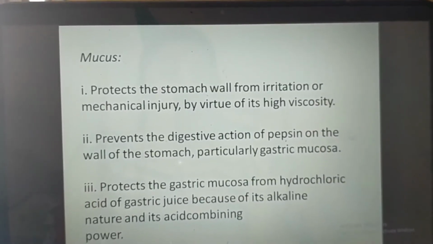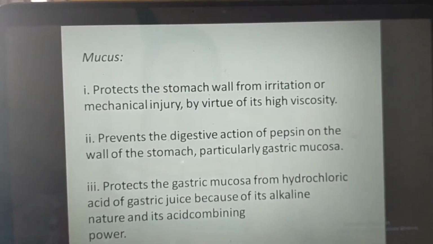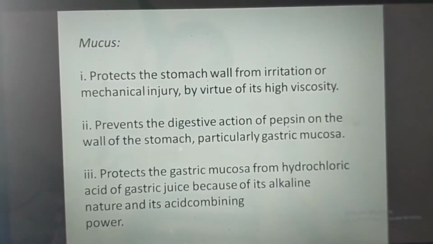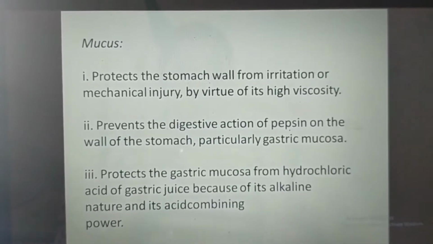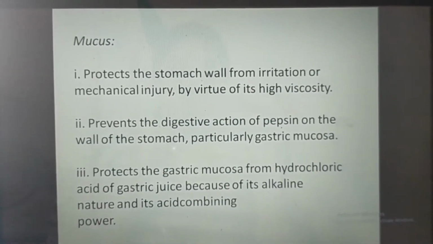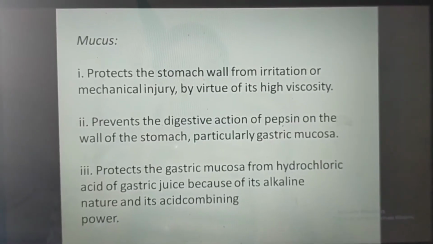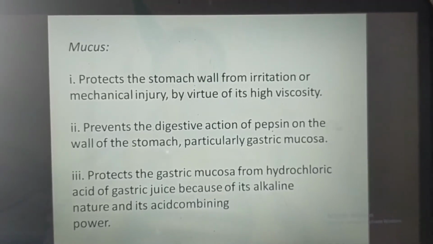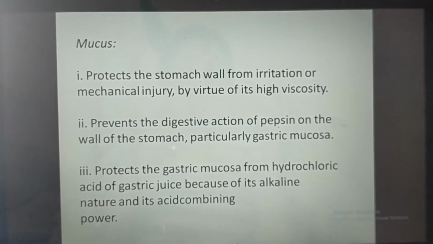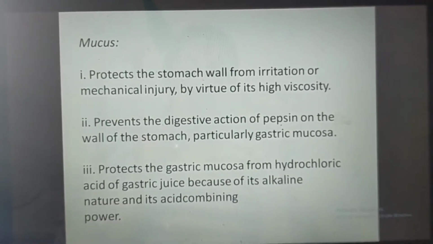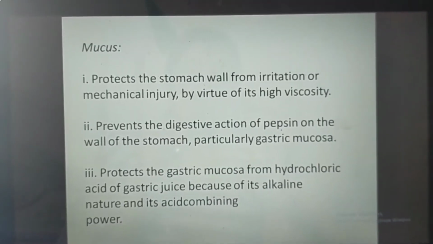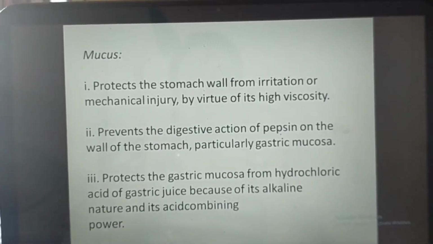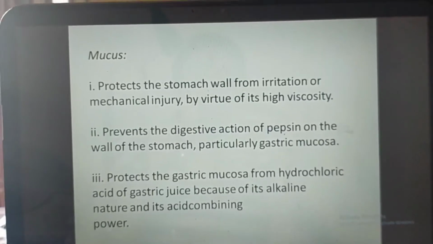Mucus protects the stomach wall from irritation or mechanical injury by virtue of its high viscosity. It prevents the digestive action of pepsin on the wall of the stomach, particularly the gastric mucosa. It protects the gastric mucosa from hydrochloric acid of gastric juice because of its alkaline nature and its acid combining power.